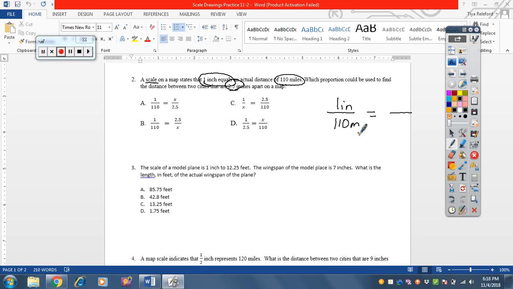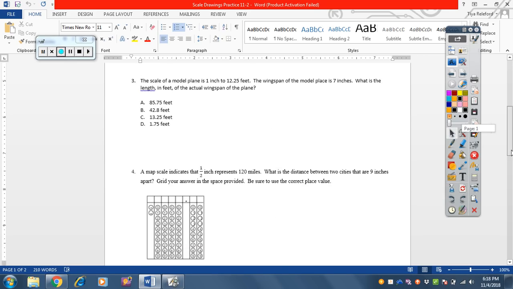Now, if it's 2.5 inches, is it going to go on top or on bottom? Right? Inches on top, inches stay on top. That means X is going to go on bottom. Set up your proportion and find the one that matches. You don't even have to solve. You just have to find it.